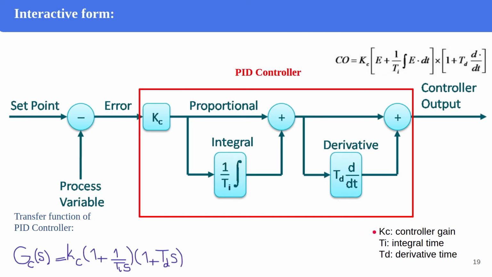As you probably know, Kc here is controller gain, Ti is integral time, and Td is derivative time. You see the Kc here interacts with the other terms here. So that's why they call it interactive form.